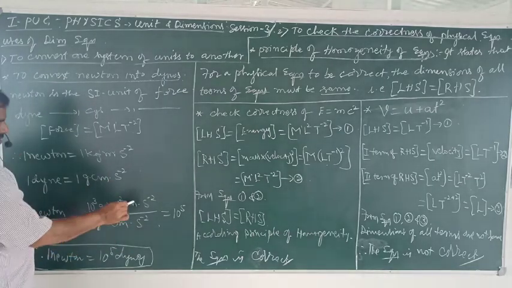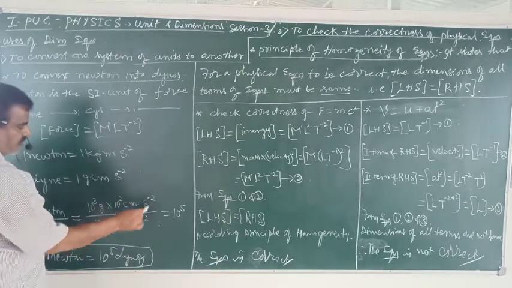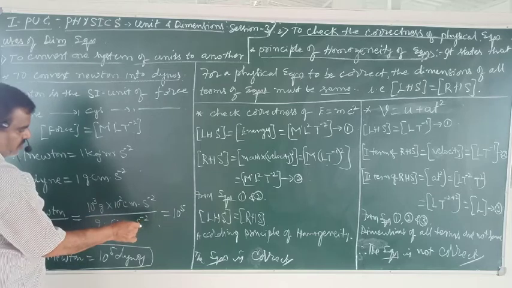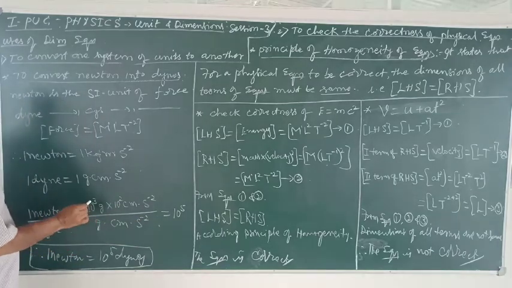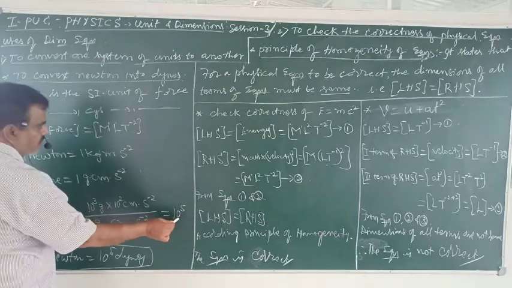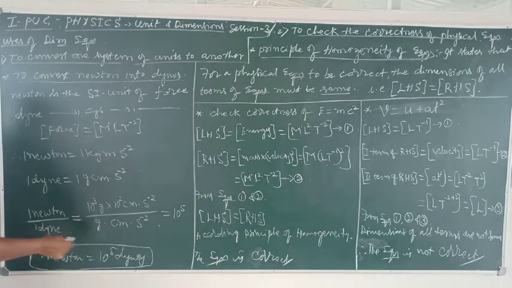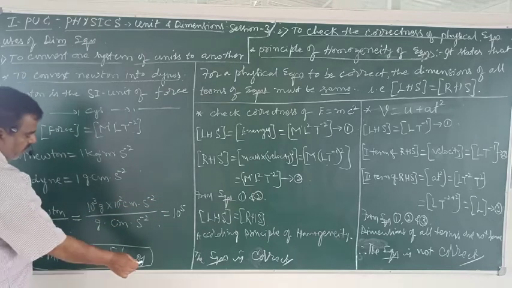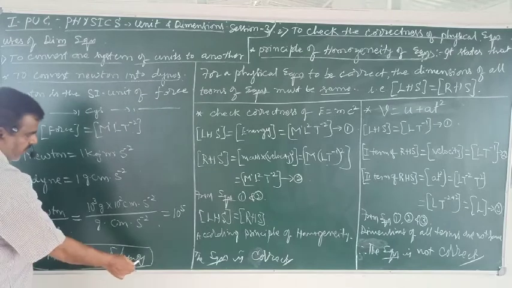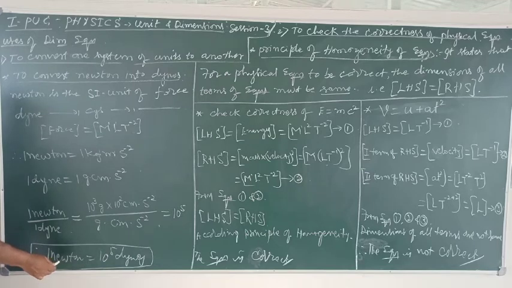Gram goes, centimeter goes, second minus 2 goes. Therefore, we are left with 10 to the power of 3 into 10 to the power of 2. It is nothing but 10 to the power of 5 or 1 lakh. So if we cross multiply, 1 Newton equals 10 to the power of 5 dynes, or 1 lakh dynes make 1 Newton force.